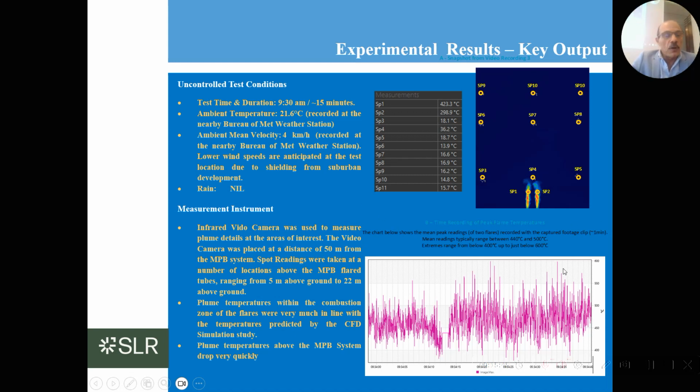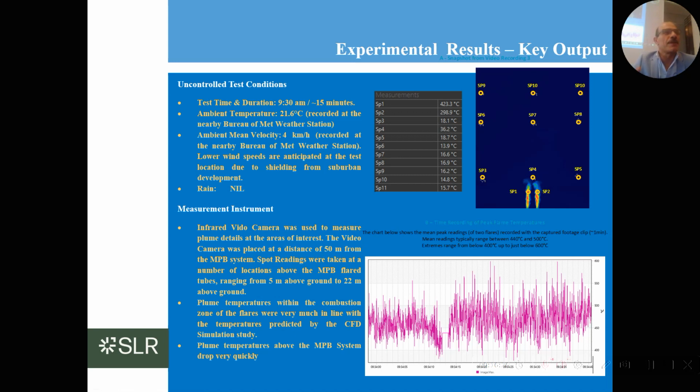An infrared video camera was used to measure plume details, and the camera was placed at a distance of 50 meters from the system, and spot readings were taken at a number of locations. For example, SP1 and SP2 are 5 meters above ground, and SP9 and SP10 are 22 meters above ground. You could see the mean temperatures ranging between 440 and 500 degrees, and then the extreme range from the image below is up to just below 600 degrees.